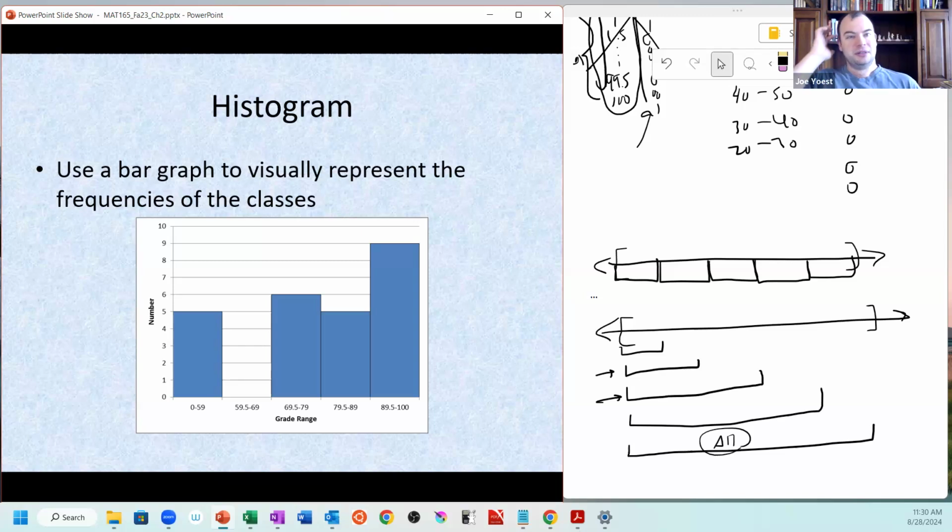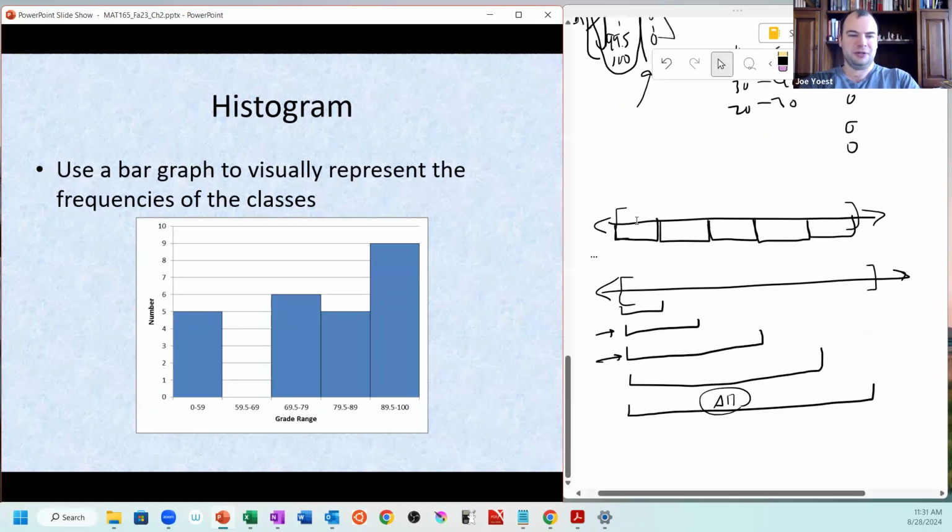And the first one, the one that I'm sure we've all seen before and probably even know how to create, is the histogram. Sometimes it's called a histogram, sometimes a bar chart, sometimes a column chart. But the idea is to use a bar graph to visually represent the frequencies of the classes.